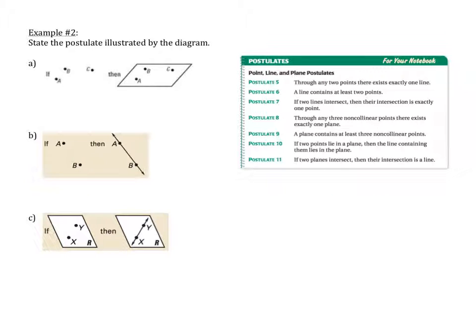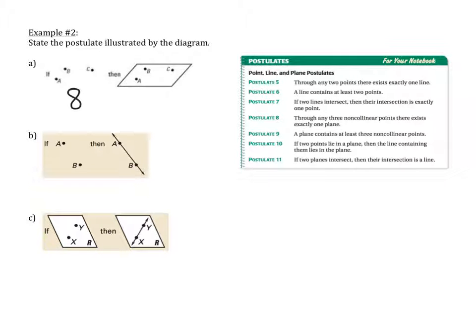Let's move on to example number 2. State the postulate illustrated by the diagram. For part A, I see 3 non-collinear points A, B, and C, then those same 3 non-collinear points surrounded by a plane. This reminds me of the postulate that states that if I have 3 non-collinear points, then I have exactly 1 plane. Looking at our list of postulates, I see postulate number 8: through any 3 non-collinear points, there exists exactly 1 plane. Therefore, this diagram illustrates postulate number 8.